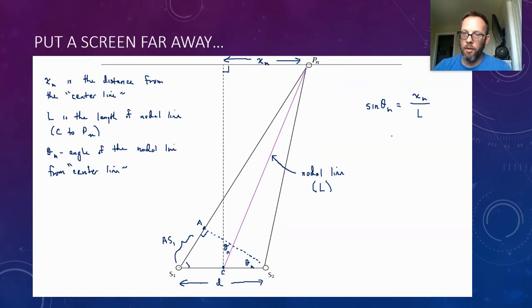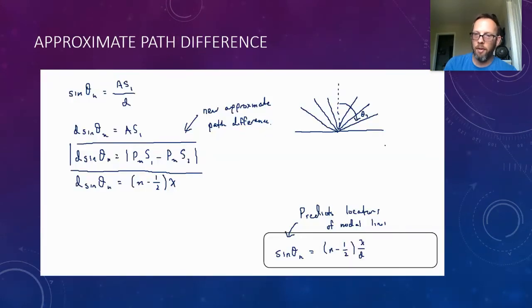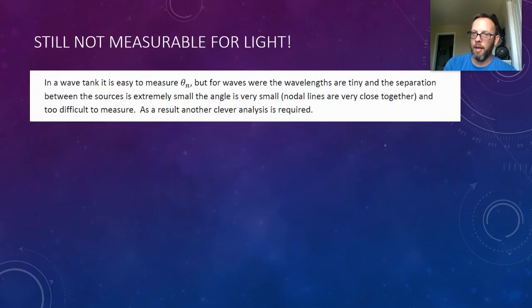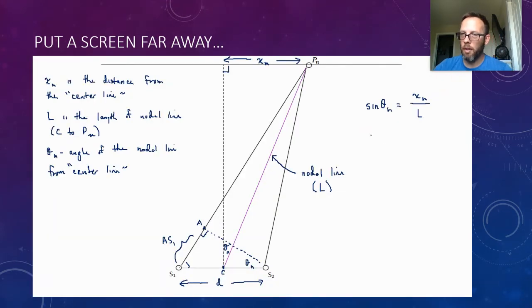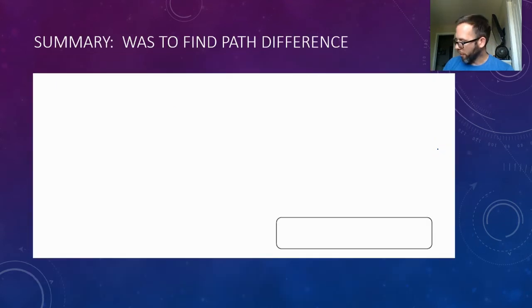If we plug in what we know from earlier, remember, guys, sine theta n, we actually got an expression for that. Given the wavelength and d, it was n minus a half times lambda over d. So let's plug that in. n minus a half times lambda over d equals xn over L. And from that, we're going to do a little bit of analysis. So I'm going to go over on the front here.